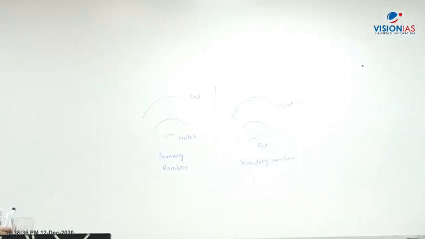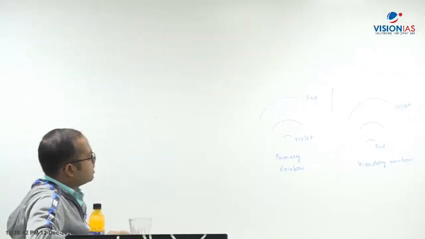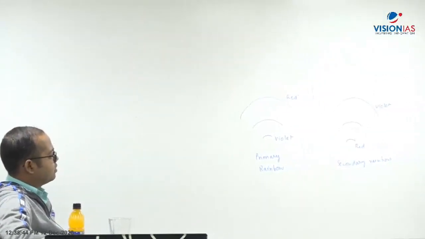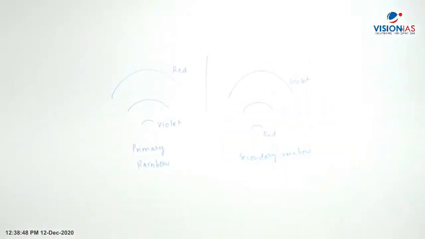Okay, I hope that is it. Now just see on the board, I have made two rainbows. If the outer circle is red, it is a primary rainbow, and the inner circle is violet. The other thing can also be possible, that the outer circle is violet and the inner circle is red, that is a secondary rainbow. So please write this.